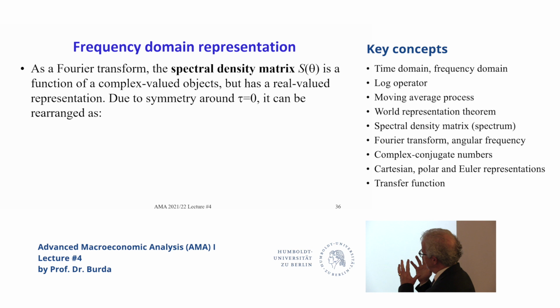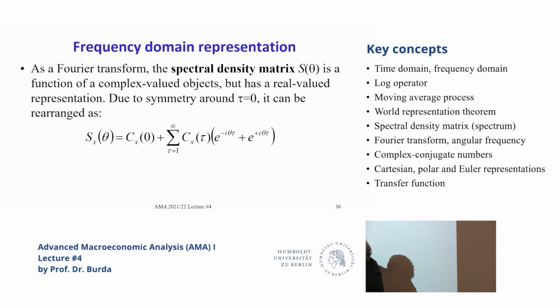And to do that, I just have to plug in the expression. Remember, this was a forward and backward looking transform, the Fourier transform of this object. But now I've got the leads and the lags. I can sort of pair them together at different leads and lags. Okay, and this thing has magical properties.